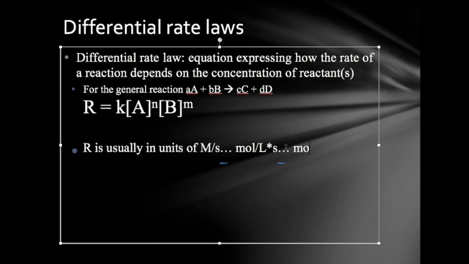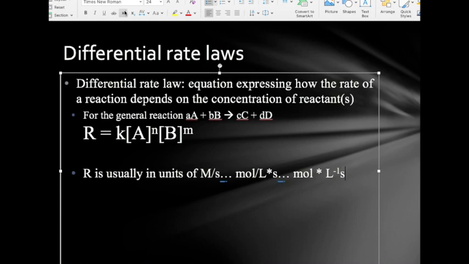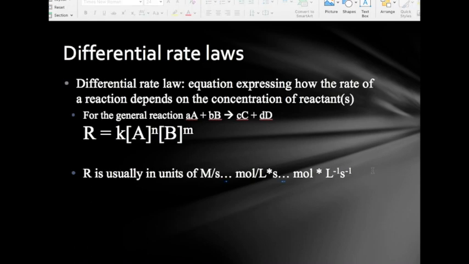Another way of writing that would be moles times liters to the negative first power times seconds to the negative first power. Remember, if you take anything to a negative power, it's 1 over that. So 1 over liters to the first power times 1 over seconds to the first power. You guys need to be familiar with these different ways of expressing units. Units of measure are going to be really important in these rate laws. So please take a moment to make sure this makes sense to you. Molarity per second is how we measure R, the rate of the reaction. Big R is the rate of the reaction.